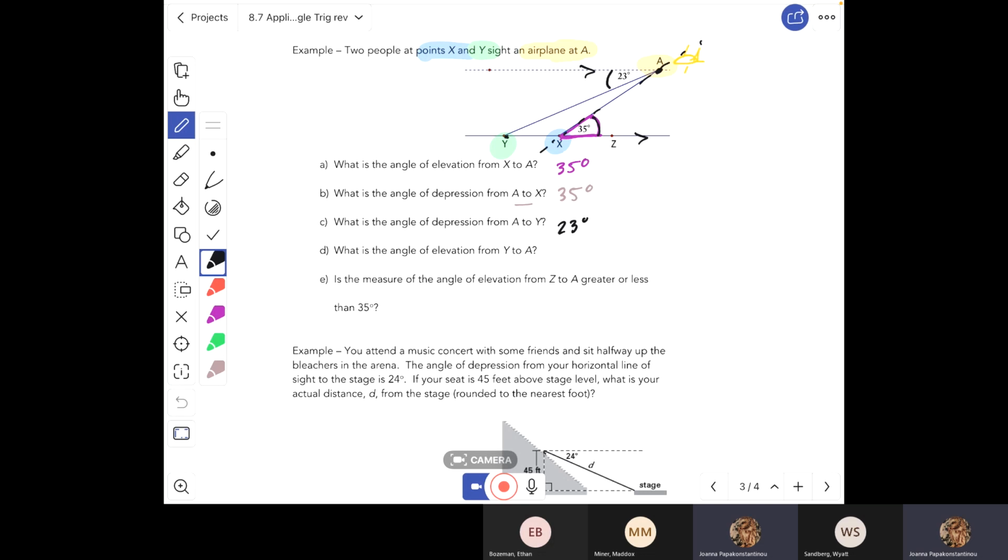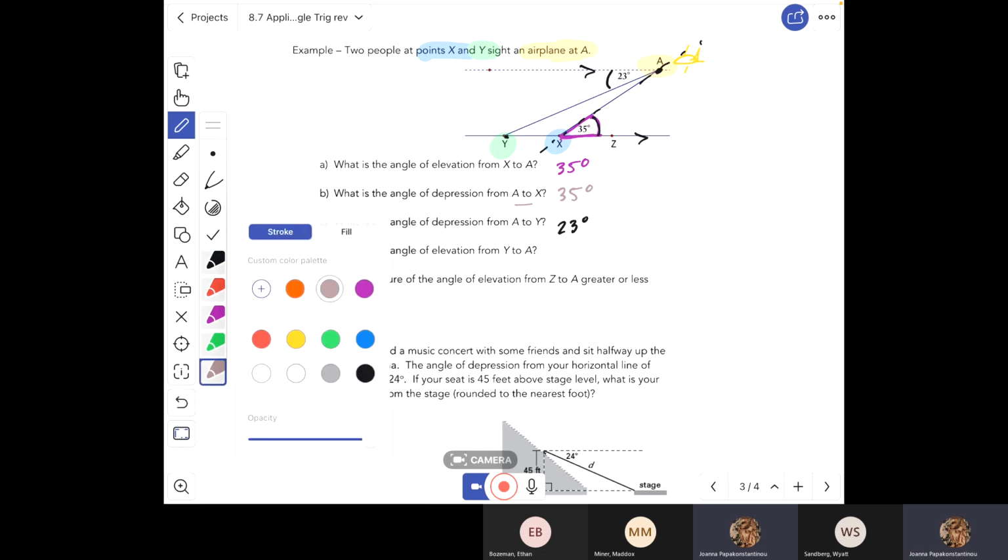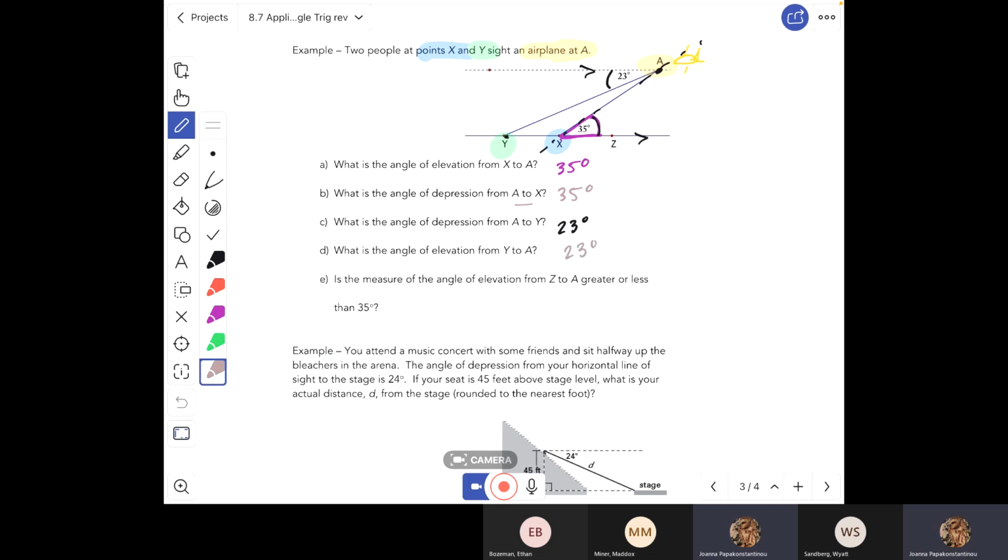What is the angle of elevation from Y to A? It is 23. Good. Right? Because that would be this. And we got that again because it's congruent to the angle of depression from A to Y. So far, so good.